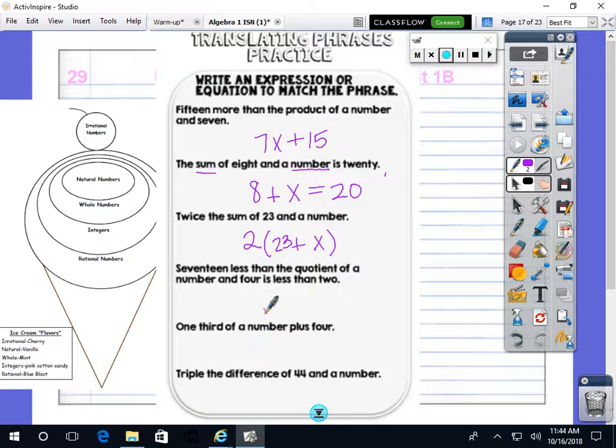All right, 17 less. How do we write 17 less? Yeah, that's fine. Okay, right. And what is the 17 less than? X divided by 4, because that's the quotient of a number and 4. Okay, but look, this is the key word, is, which means now we're using the less than symbol too. See the difference? This one just said 17 less than, so that's subtraction. But down here it says is less than, which means we're using the less than symbol.